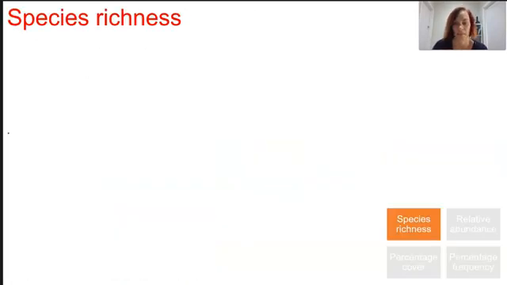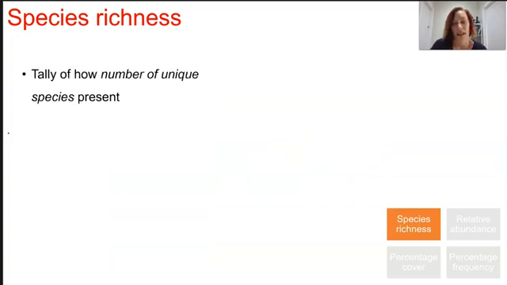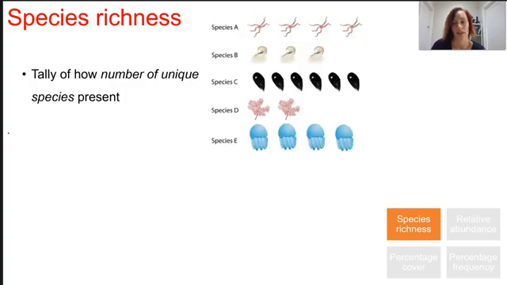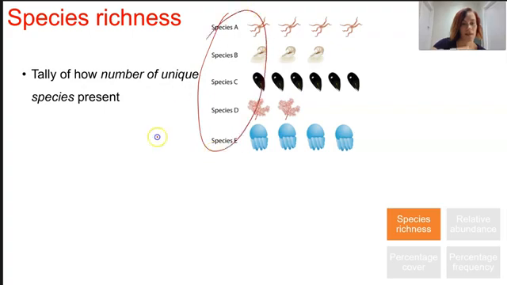If we talk about species richness, this is a tally of how many unique species are present. So it's a real simple count. Now, if we have a look at this community here, our first gut instinct is to go and count how many of each species there are, but species richness just says, well, the species richness of this community is 5. There are 5 unique species here. So the larger the sample, the more species you'd expect to find.